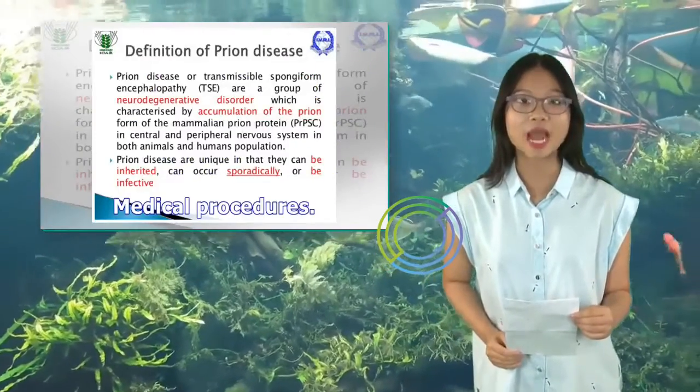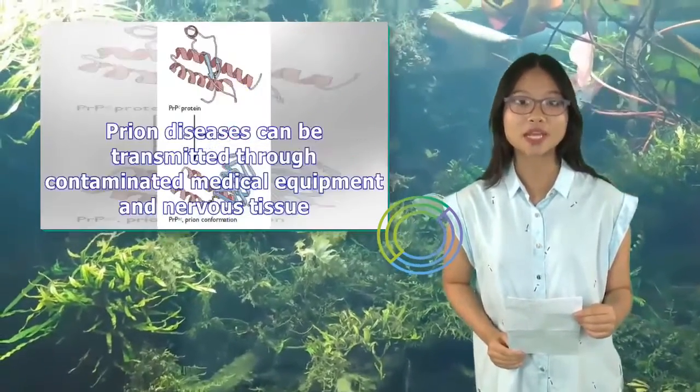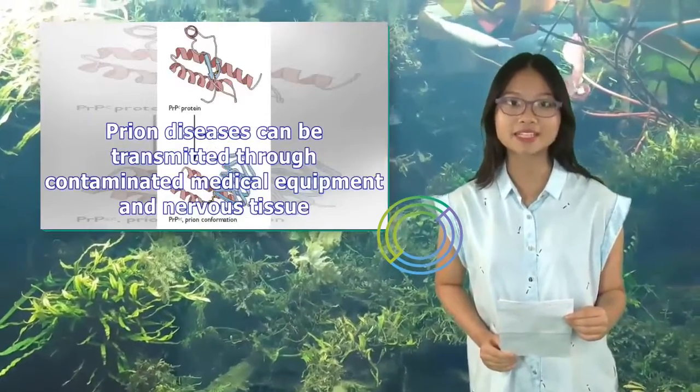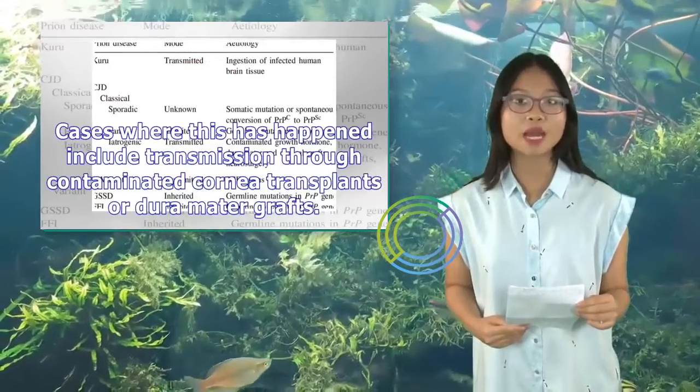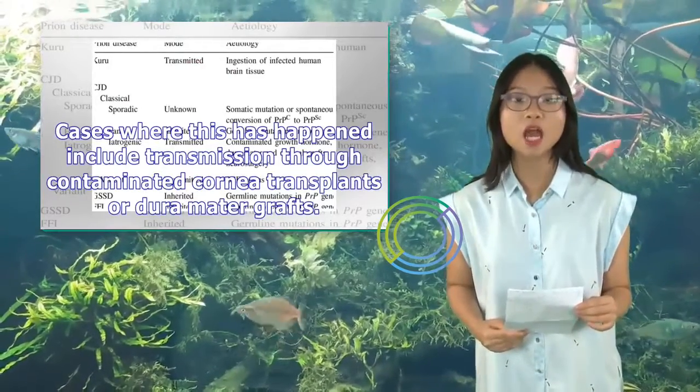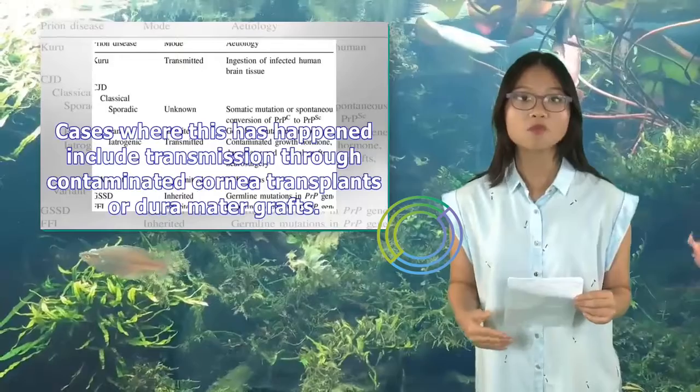Medical procedures. Prion diseases can be transmitted through contaminated medical equipment and nervous tissue. Cases where this has happened include transmission through contaminated cornea transplants or dura mater grafts.